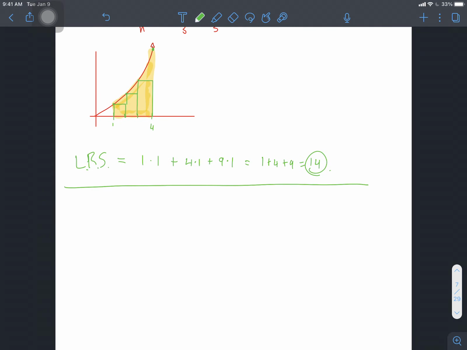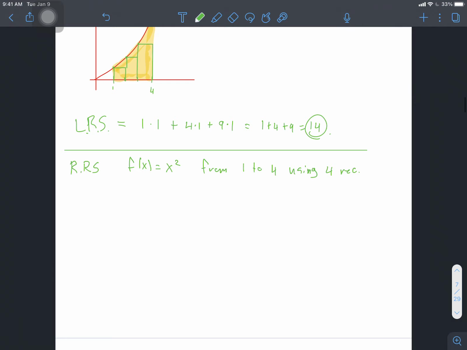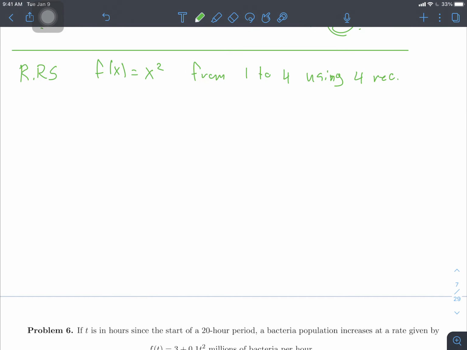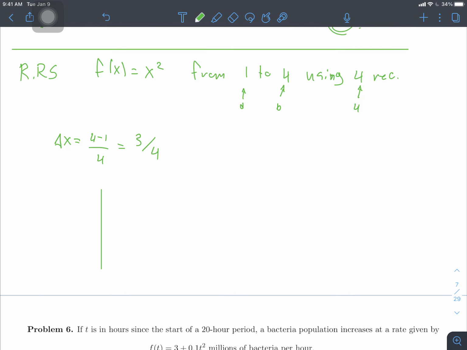Why don't I do one right Riemann sum? Let's do a right Riemann sum. Same function, f of x equals x squared from 1 to 4, using, this time, 4 rectangles, okay? Well, the first thing I'm going to identify is this is my A, this is my B, and my N is 4. So I know that my delta x is going to be (4 minus 1) over 4, which is 3/4. Okay? So now my picture is going to look a little bit different.